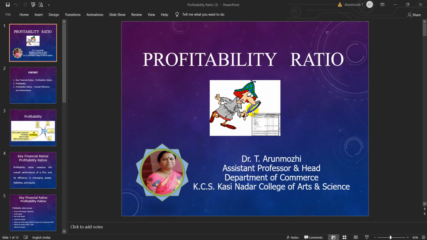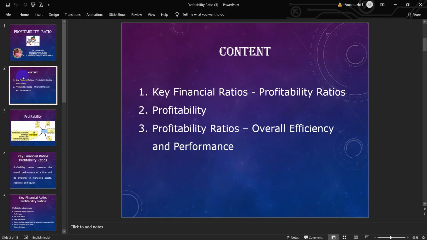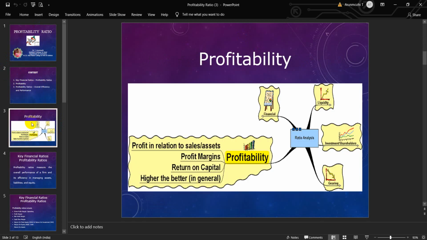I welcome you all for the presentation on profitability ratio in the chapter ratio analysis in the subject management accounting. It is based on the curriculum of all universities on this subject. The contents are key turnover ratio, key financial ratios, those are profitability ratios, and the overall efficiency and performance. Profitability ratio goes with the profit in relation to the sales and assets. It shows the margins, return on capital, and higher the better.